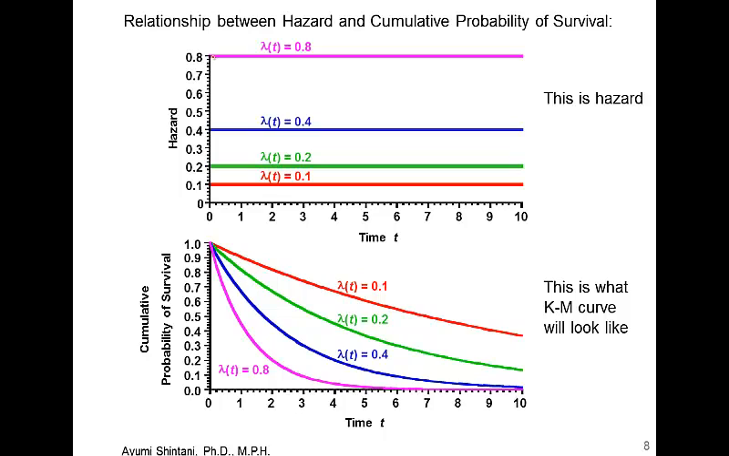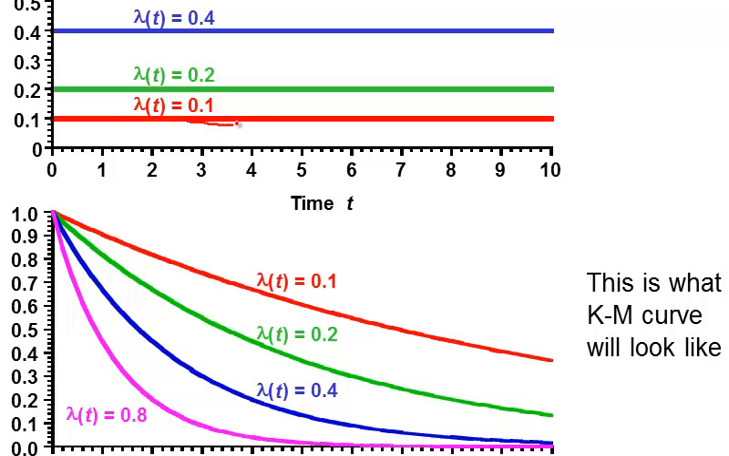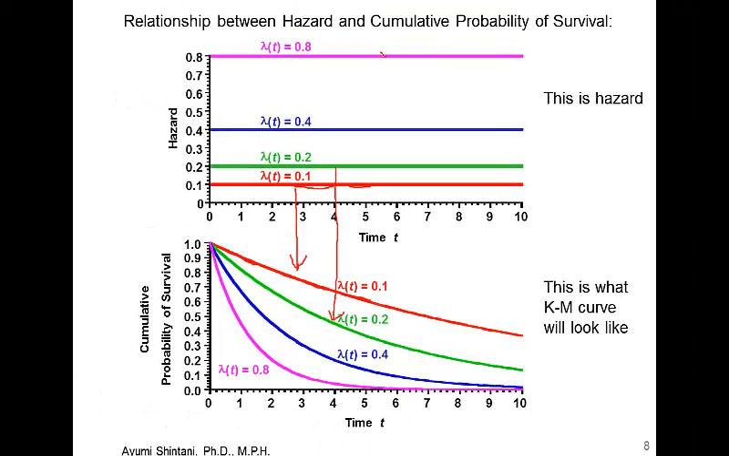So this is a better looking graph than my handwriting. When you have a daily hazard of dying at 10%, this red line, a constant hazard of 10%, translates into a Kaplan-Meier graph that looks like this red line. It's slightly bent, not exactly a straight line. And if you have a constant hazard of 20% every day, this converts to this green line of cumulative probability of survival. And if every day you have a very high risk of dying, 80% every day, it converts to this purple line. So that is a cumulative probability of survival.